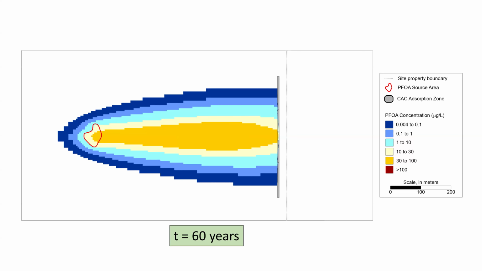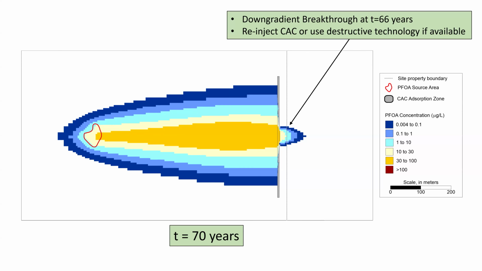If you put a PRB like this in front of an expanding plume where concentrations are low initially, if it's an expanding plume, concentrations will increase. And they could increase by orders of magnitude. So make sure you take that into account when you're designing the carbon dose for a barrier. So we have breakthrough here at 66 years.